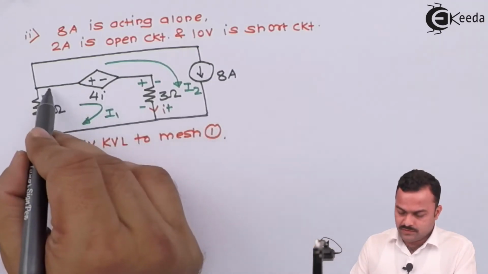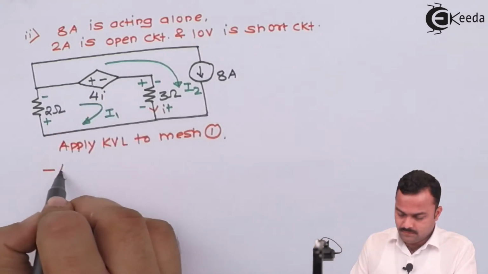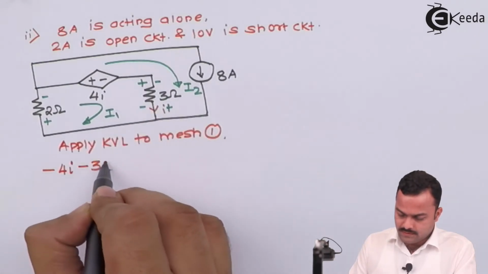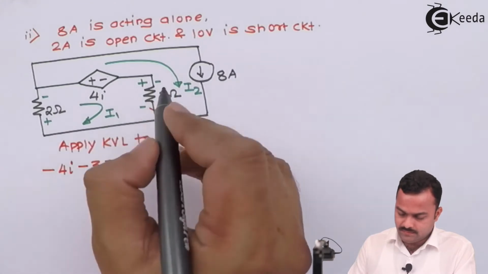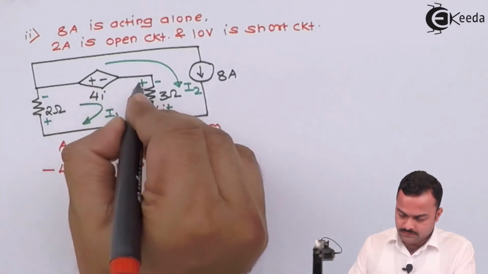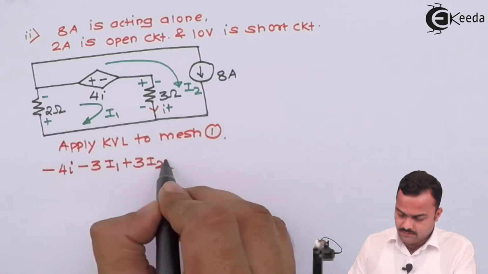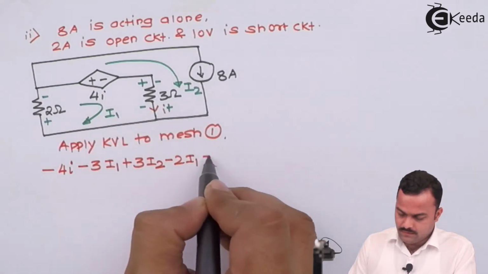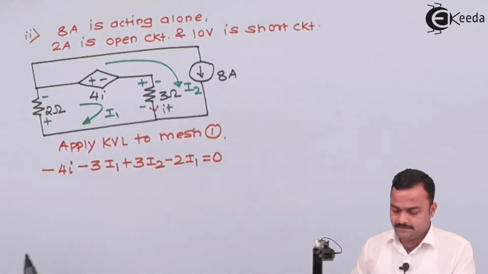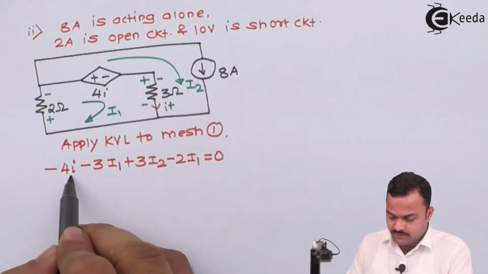So let's start from this voltage source, plus minus, minus 4I, plus minus, minus 3I1, minus plus, plus 3I2, plus minus, minus 2I1 equal to 0. We need a substitution equation for small I. So we need a substitution equation for this I.